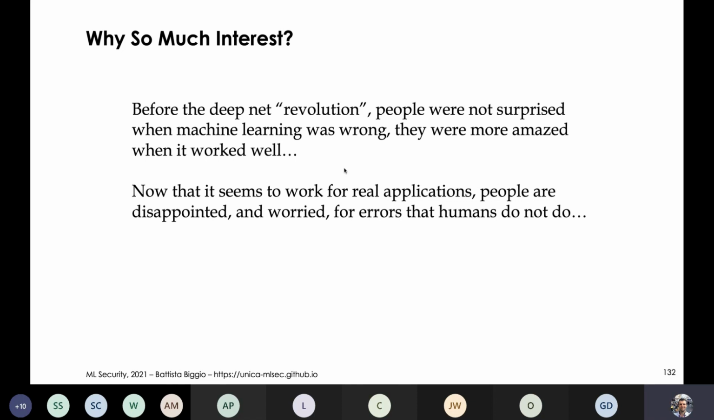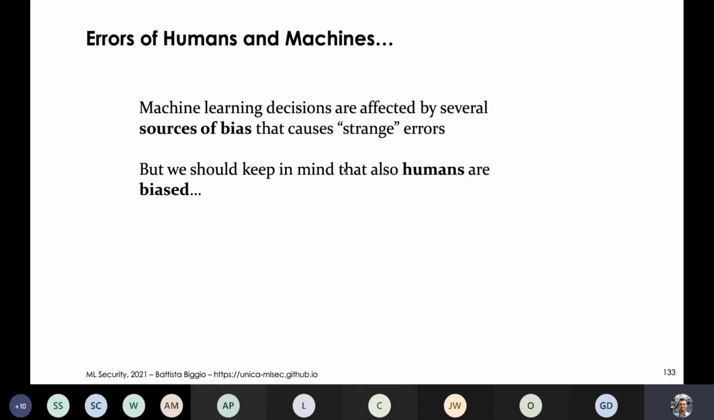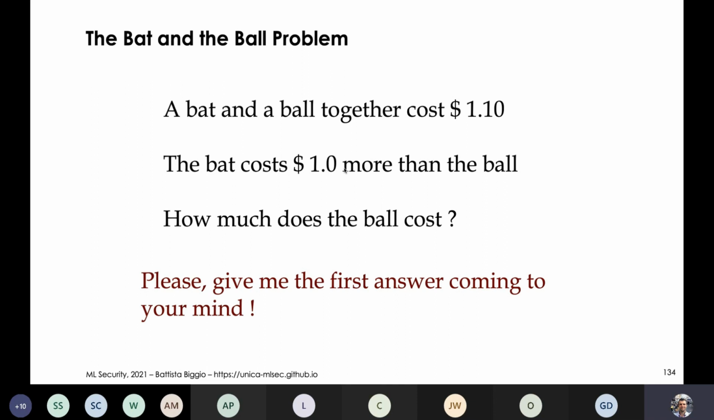People are really disappointed that these models, which are very accurate, even more accurate than humans on some tasks, or at least claim to be, can make stupid errors, apparently stupid for us. But we should also remember that humans ourselves, we are biased. So we have our own biases. So it's not a matter of being too surprised that this is a problem. And for this, I can give you a nice example.